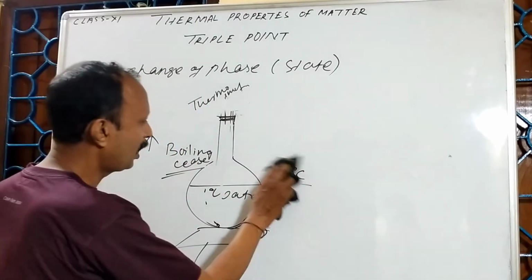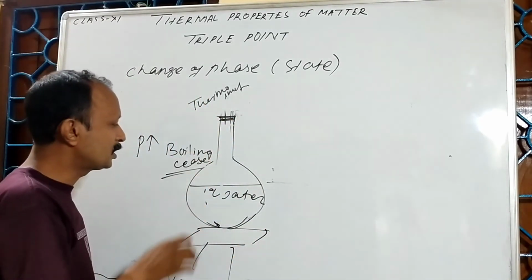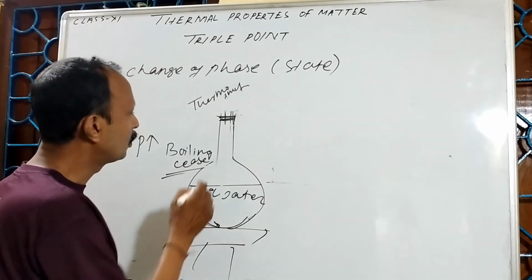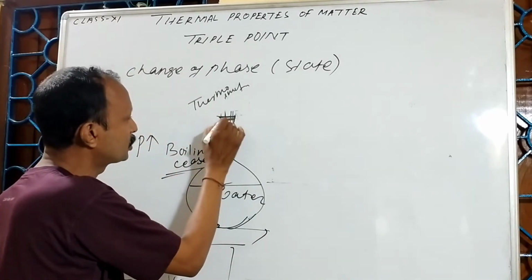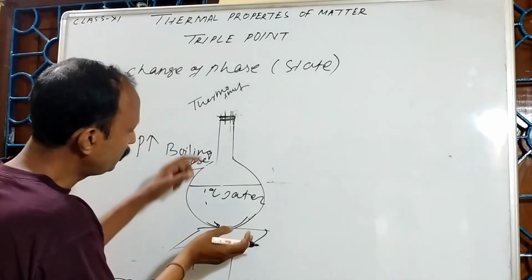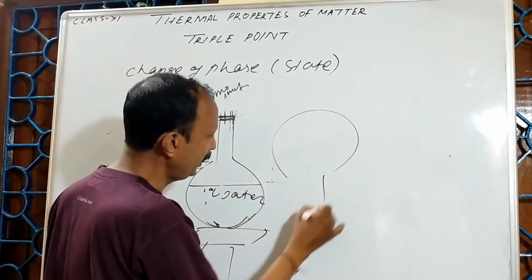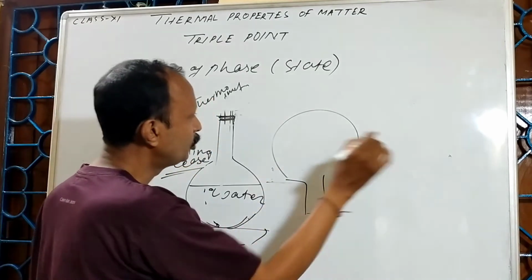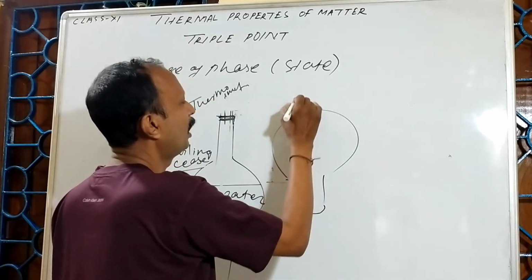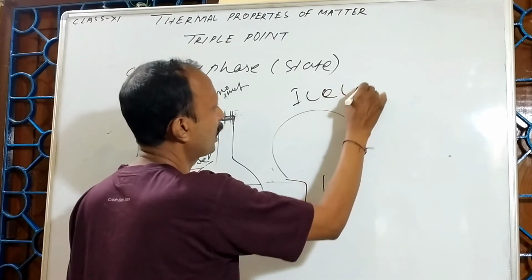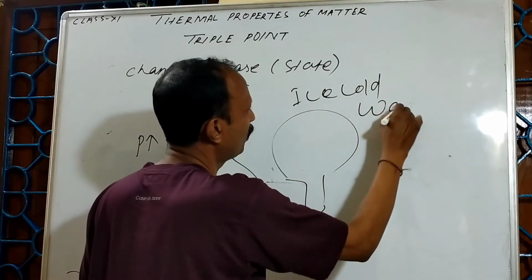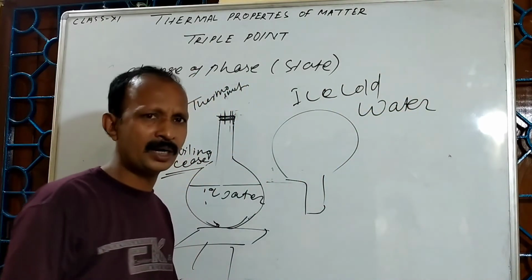Now let us see what we'll do. Now you close this container properly. Close this container properly, already closed. Now you can turn it upside down. If you turn it upside down, you pour some ice cold water, very cold water like ice cold water.